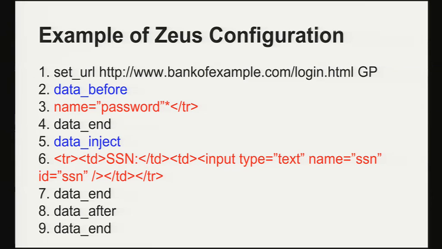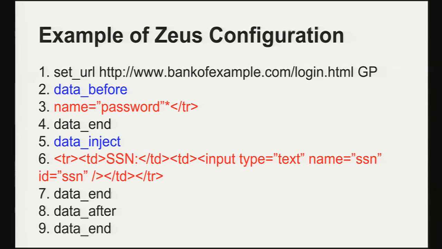So here is an example of how Zeus is configured to do the web injection into a particular web page. The Zeus bot uses this plain text configuration, but of course when they deliver the software, this may be encrypted, and it makes it harder for the security software to find them out. But after they decode it, this plain text looks very simple.